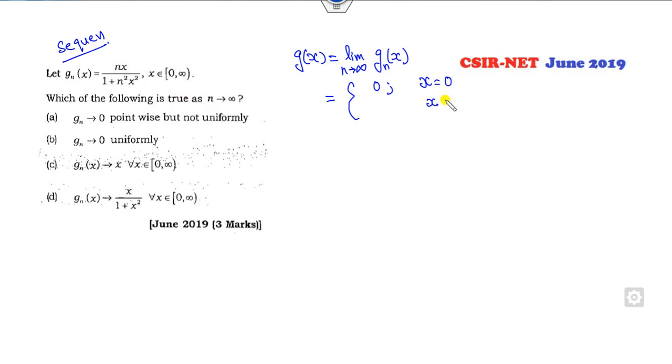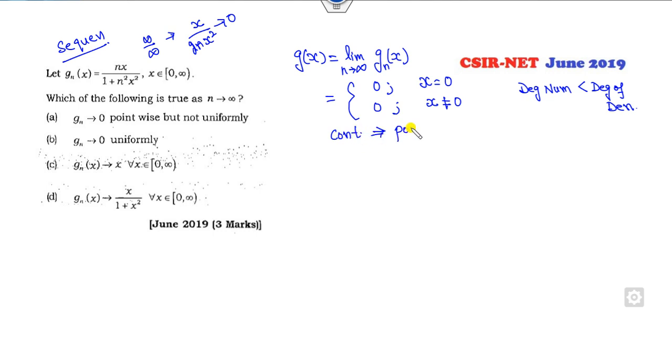And whenever x is non-zero, then what is the limit? Because the degree of numerator is less than the degree of denominator, so the answer of them is again 0. Otherwise it's an infinity by infinity form. You can apply the L'Hopital rule, so it will be 2n x square. Again it goes to 0 whenever x is non-zero. So what is the meaning of that? It is a continuous function. It implies it is my pointwise convergent.